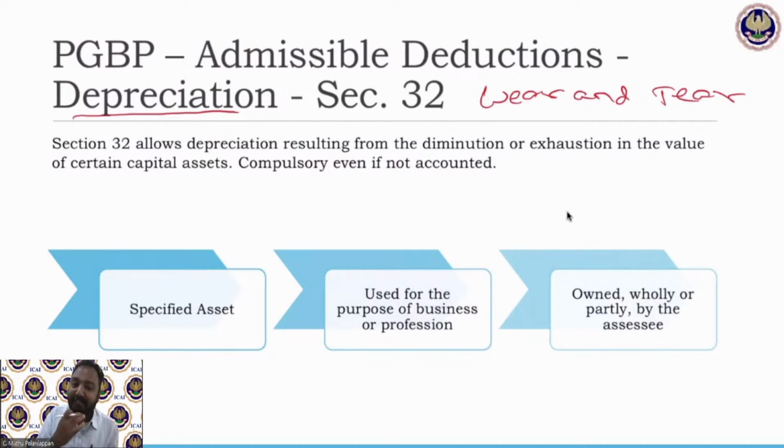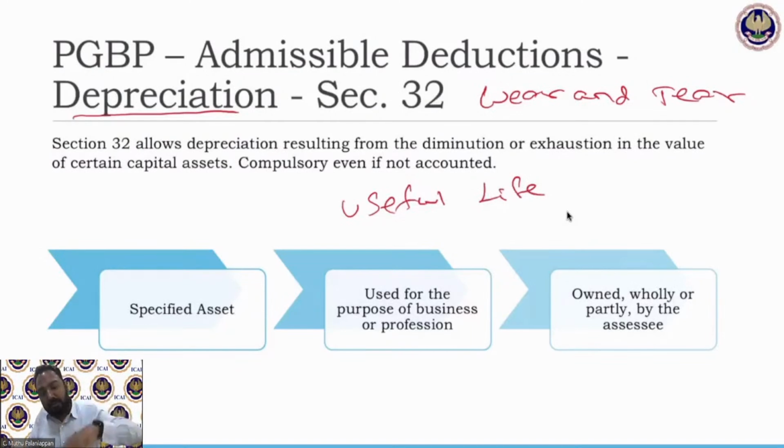Now, section 32 allows depreciation so that the value of the asset comes down because it is being used, right? So there will be a useful life. Let's say the life of a particular asset is 3 years. You are going to depreciate that asset over 3 years. If it is 5 years, you are going to depreciate it over 5 years. So this is what you're calling the useful life of the asset.